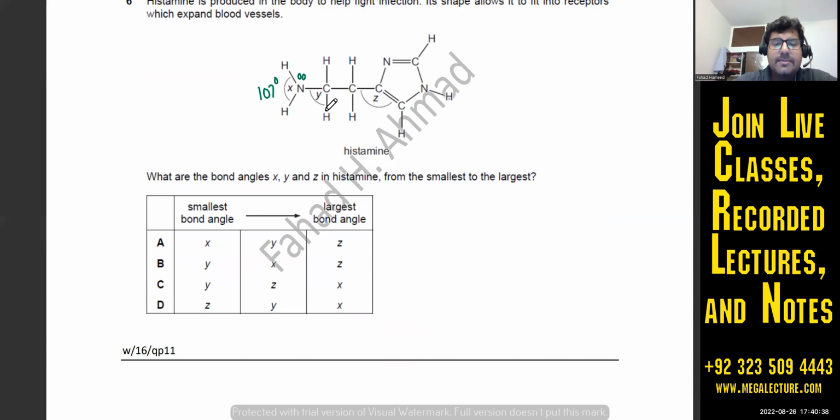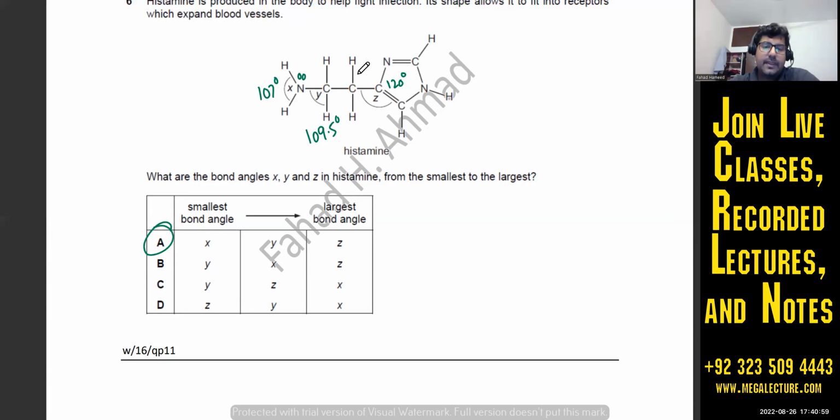What about this one? Carbon making 4 bonds. That's tetrahedral, and the angle will be 109.5 degrees. What is this one? Carbon making 3 pairs of bonds, right? So the angle will be 120 degrees. So the smallest comes first, that's X, Y, and Z. So the answer will be A.